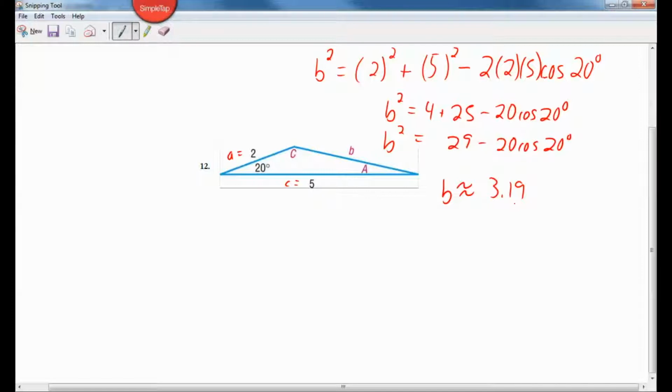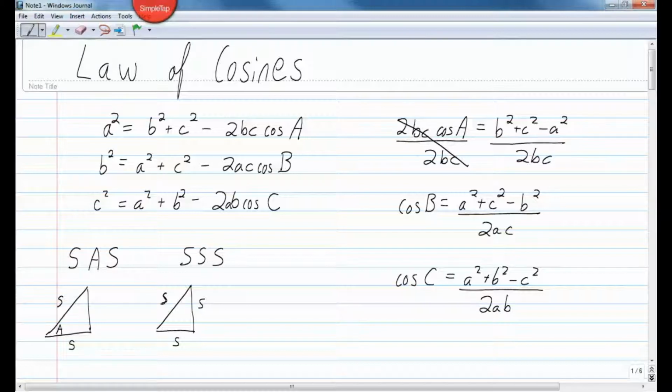Now I have A, B, and C. I don't have angle C and I don't have angle A. All I really have to do is solve for one of these angles, because remember, the 3 angles of a triangle add up to be 180 degrees. So I'm just going to choose angle A and solve for it. Go back to your formulas. I would use this formula where I already have solved for cosine of A. Take this formula and plug in your A, B, and C and work those out.